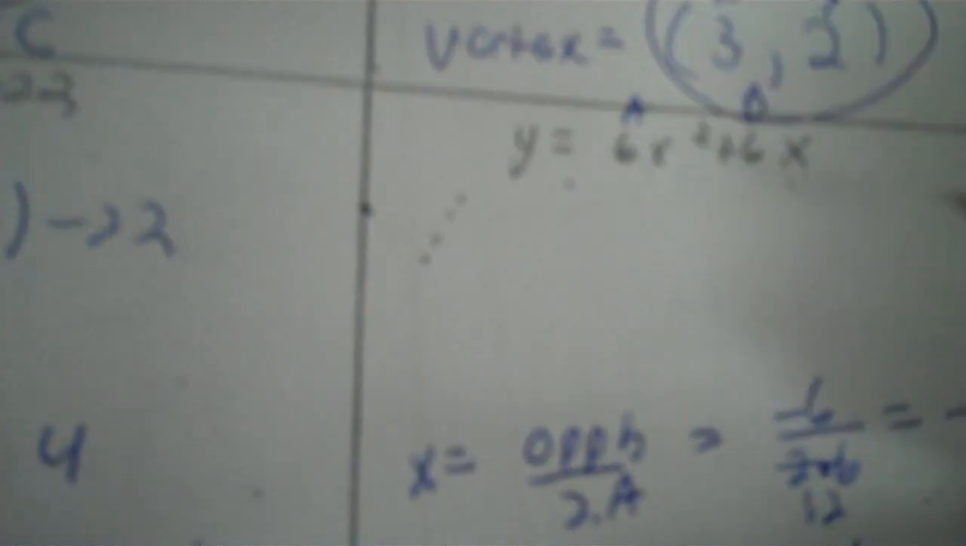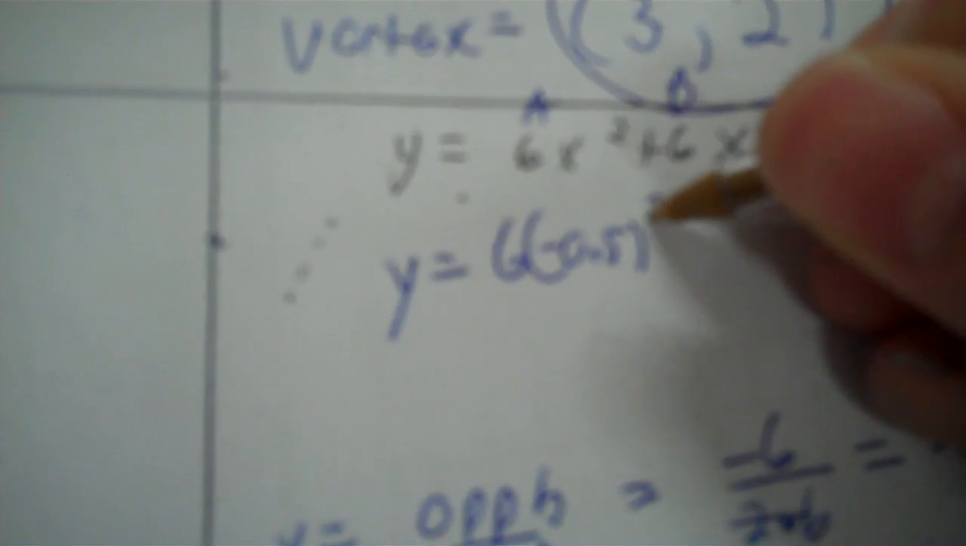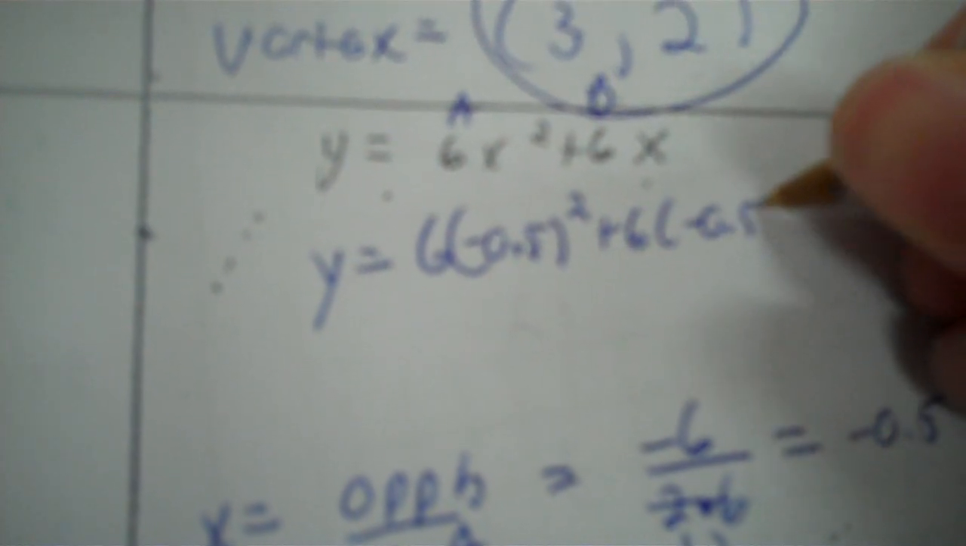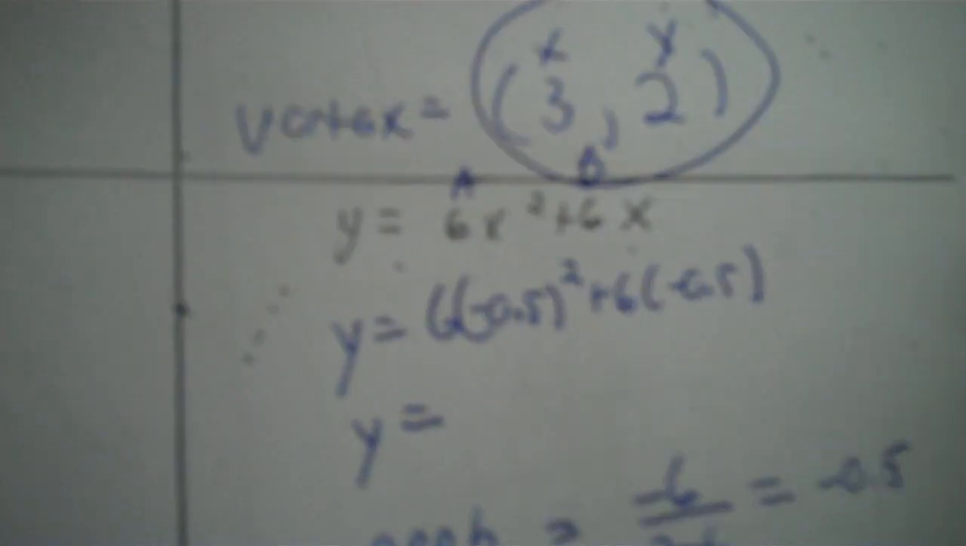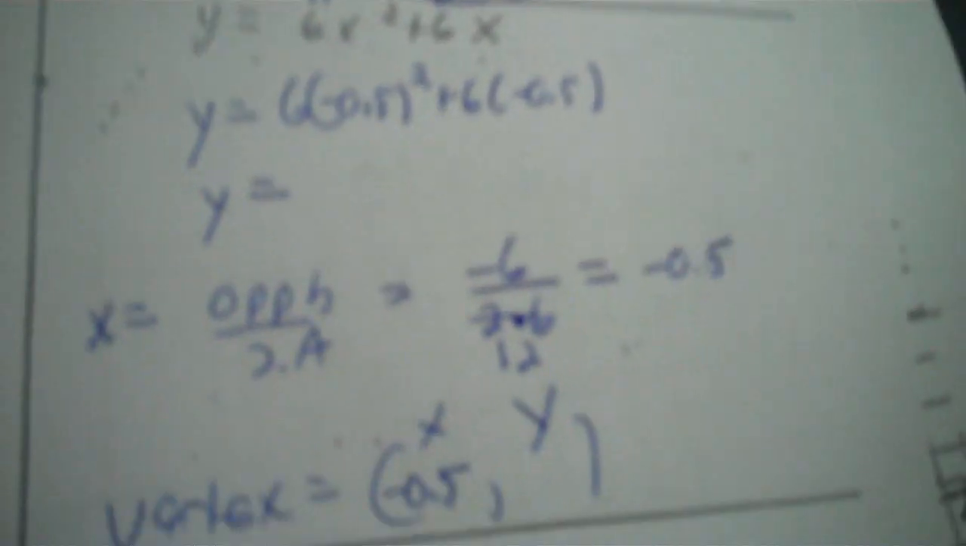Okay, now to find your y, you need to substitute negative 0.5 in for each of your x's. So 6 times negative 0.5 to the second power plus 6 times negative 0.5. Okay, that will find our y. Just like I'm doing here, I'm evaluating it: negative 1.5.